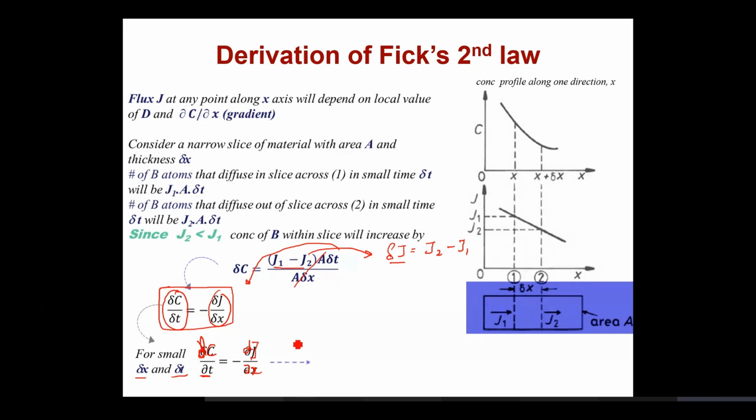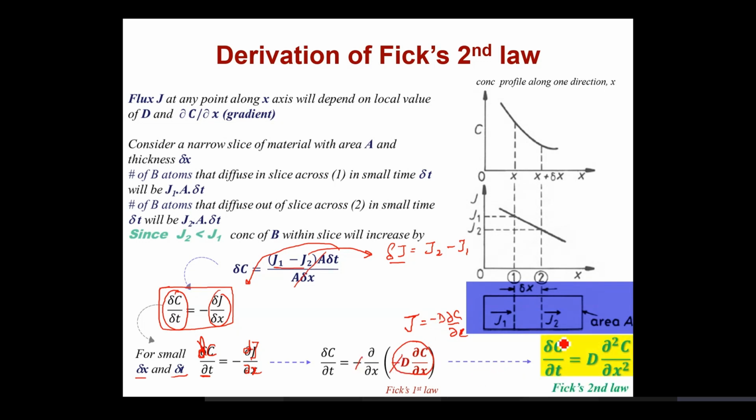And what you can do is replace flux with Fick's first law, which says J is essentially equivalent to minus D dC by dx. These minuses would cancel out, and you would have an expression which says dC by dt, the change in concentration with regards to time, is essentially equivalent to the diffusion coefficient multiplied by the second derivative of concentration with regards to the displacement. Now, this is a partial differential equation.